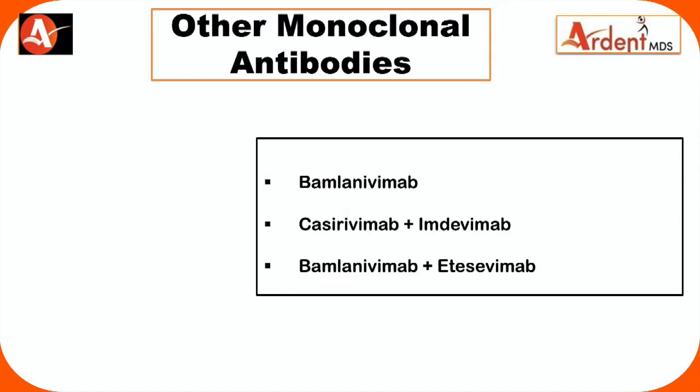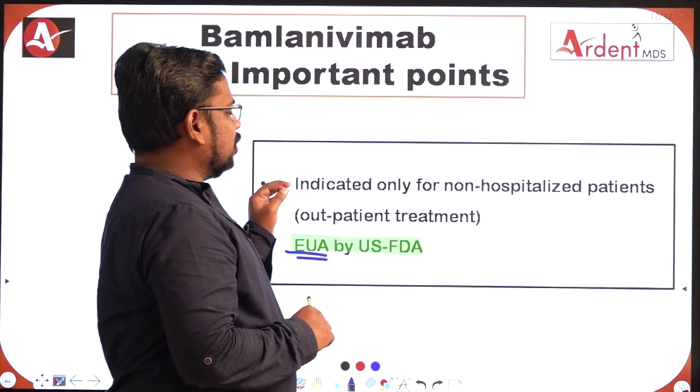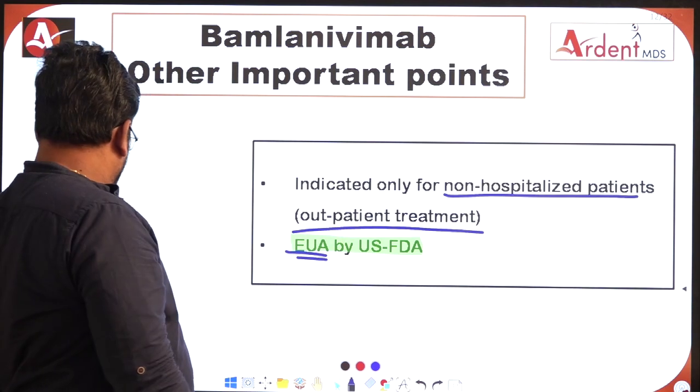Coming to the next monoclonal antibodies, bamlanivimab. These drugs generally end with vimab. Bamlanivimab along with etesevimab is indicated for COVID-19 patients. Similarly, casirivimab along with imdevimab is indicated for COVID-19 patients. Just know the drug names, and especially these drugs are indicated only for non-hospitalized patients. Remdesivir, which we studied, is indicated only for hospitalized patients, but these monoclonal antibodies are indicated for outpatient treatment. Again, it is a drug which comes under emergency use authorization.